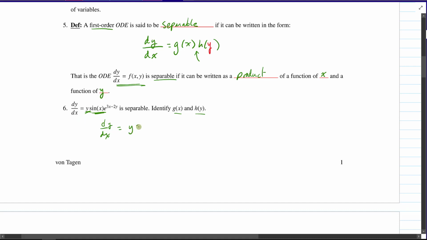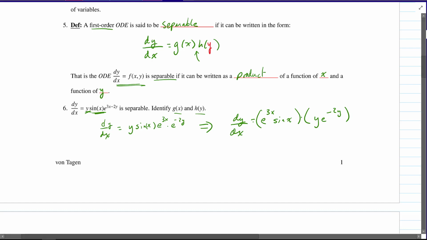The other thing I can do, using my properties of exponents, is rewrite this as e to the 3x times e to the negative 2y. Then we'll regroup things through the commutative and associative properties, and so dy dx is equal to this. Let's write e first: e to the 3x times the sine of x, all of that, times y e to the minus 2y.